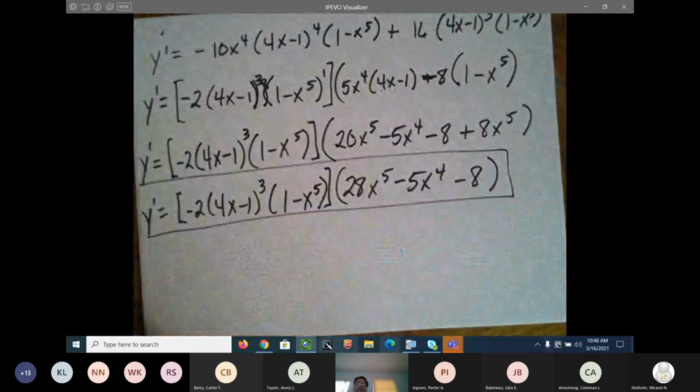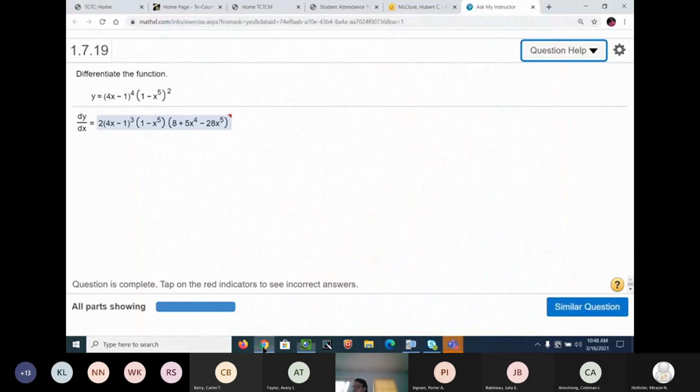And what did they get? They got 28x to the 5th minus 5x to the 4th plus 8. They factored out a 2, and I factored out a negative 2. So that's the difference. That would have made this a positive and made this a negative 5x to the 4th. So that's why it came out like that. Did everybody understand why I got different signs? Because I factored out a negative 2.